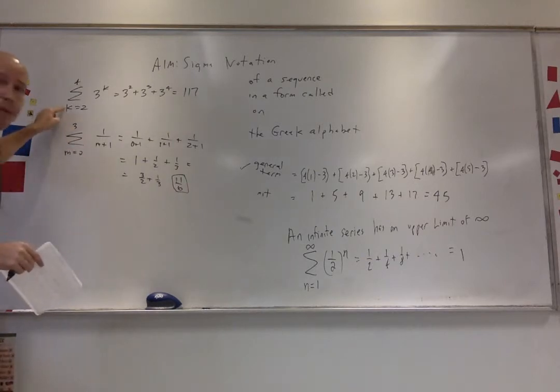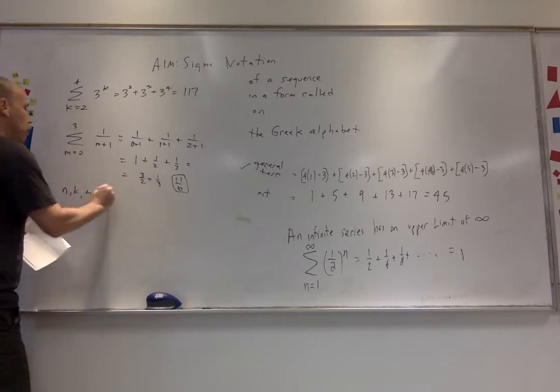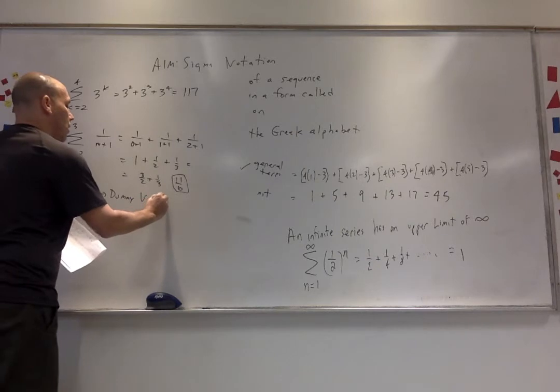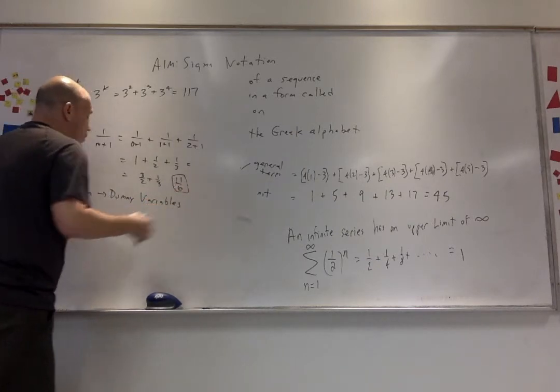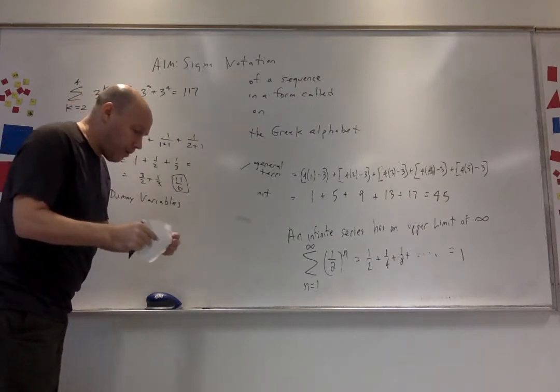Now, just a quick thing. These are known as dummy variables. This n, k, m, these are dummy variables, and so they can be transformed. They're just letters. You can use any letter you want.